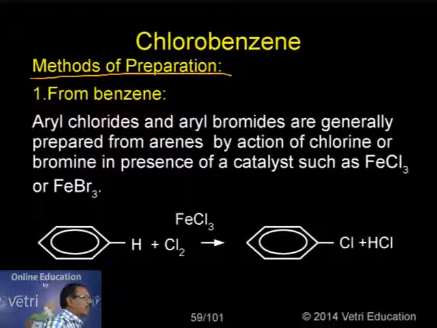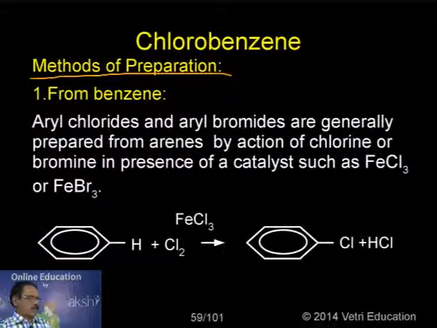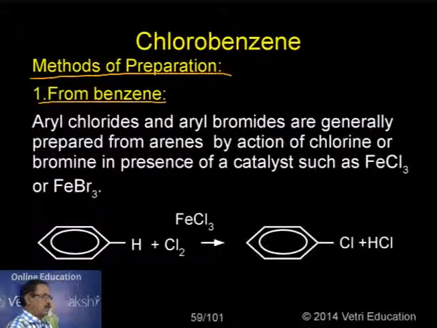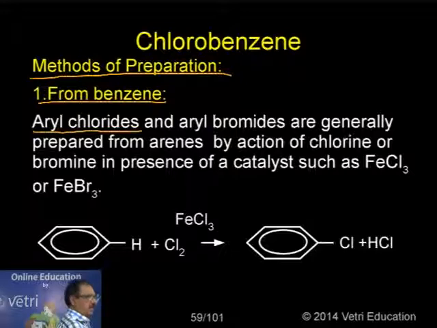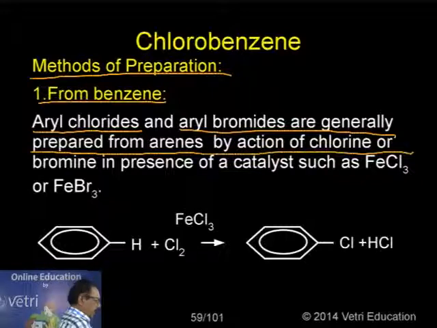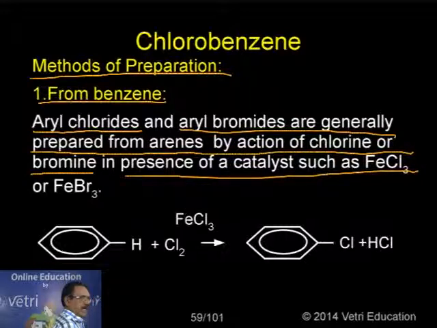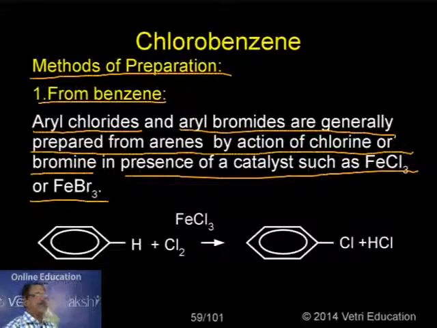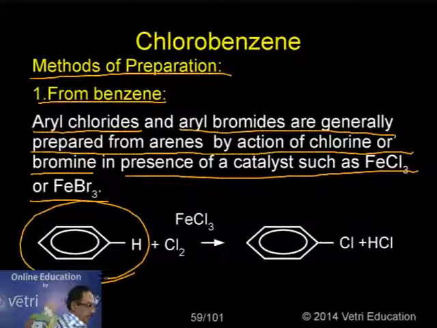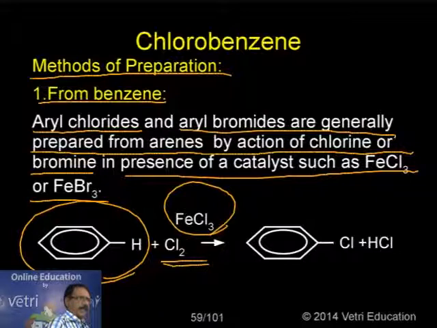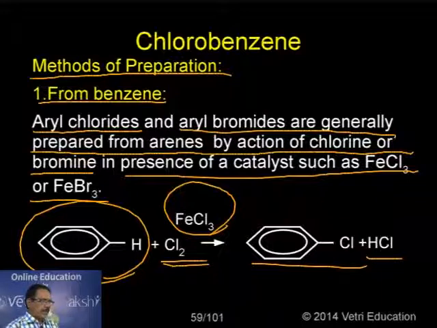Methods of preparation. What are the methods available to prepare chlorobenzene? From benzene, I can prepare chlorobenzene. What is the method? Generally, aryl chlorides and aryl bromides are prepared from arenes by the action of chlorine or bromine in presence of a catalyst such as ferric chloride or ferric bromide. So if I want chlorobenzene, I have to take benzene and treat it with chlorine in presence of ferric chloride. The products will be chlorobenzene and HCl. So chlorobenzene can be prepared from benzene by the action of chlorine in presence of ferric chloride.